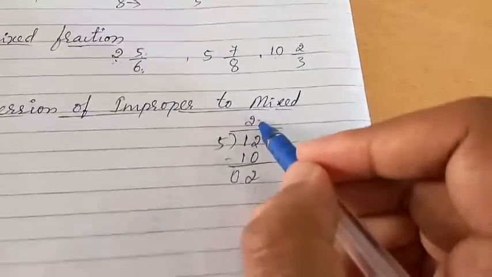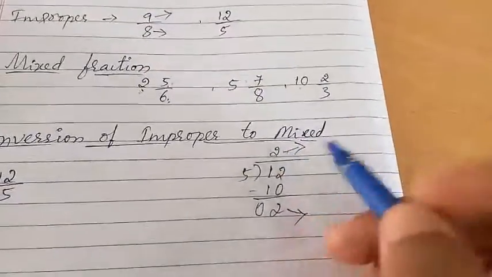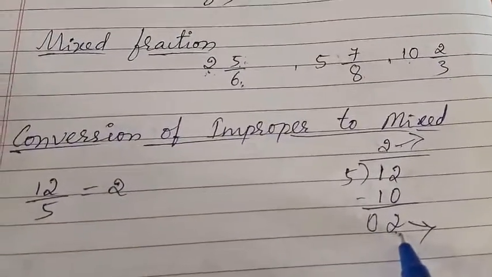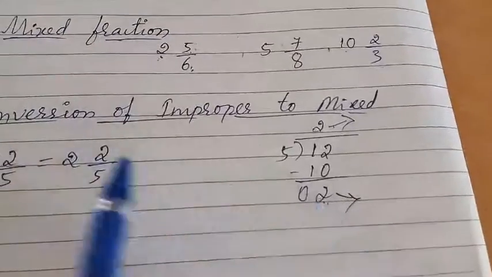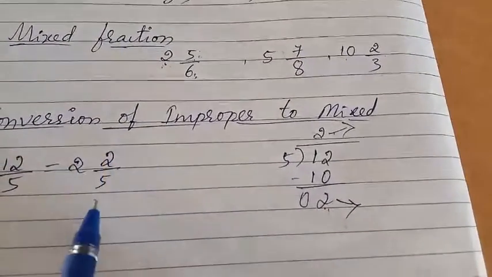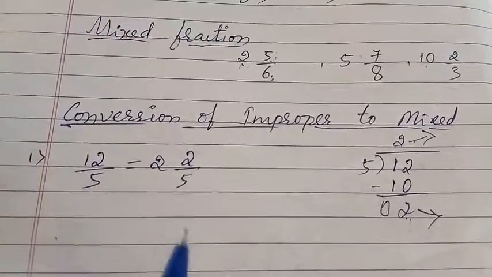Okay. So this is the quotient, isn't it? And this is the remainder. So the quotient should be in the whole number part, and the remainder should be in the numerator part, and the denominator is as it is. 2 should be in the whole number, the remainder should be in the numerator, the denominator is as this. So this is the way of converting improper to mixed fraction.